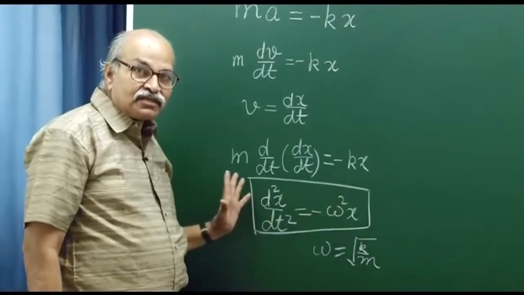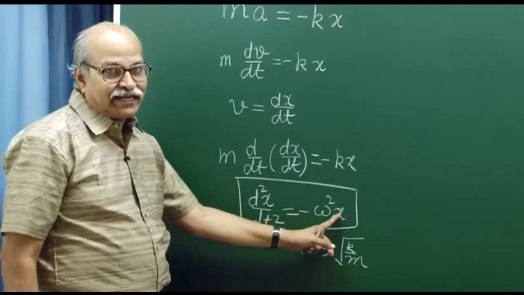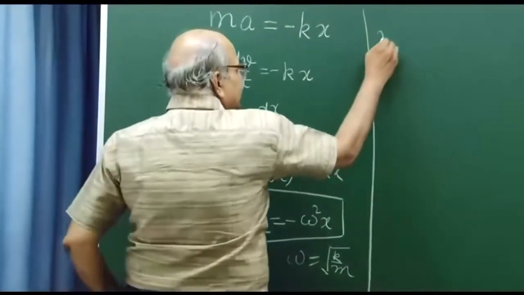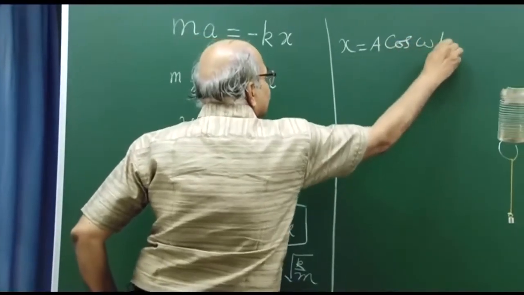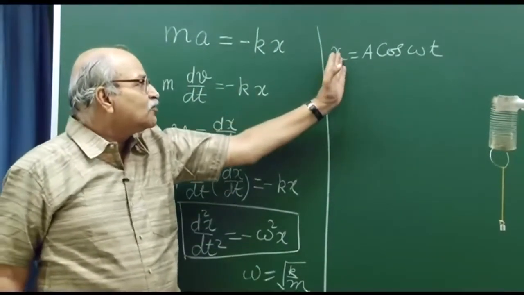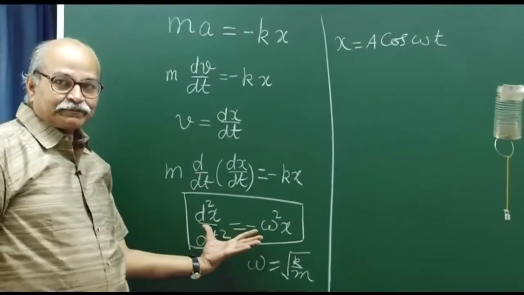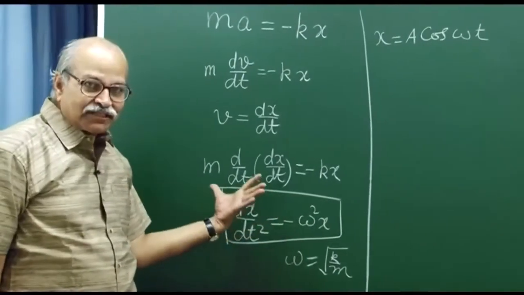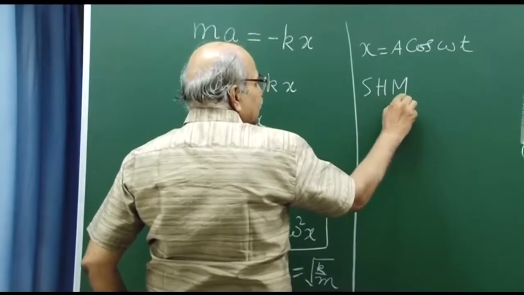If a system follows this kind of equation, then this x will oscillate in time, and you can write this x as some constant times cosine of omega t, or omega t plus phi, or sine omega t. This kind of dependence of position on time will result if you have this basic equation. And if that is the case, this is known as SHM, simple harmonic motion, right?